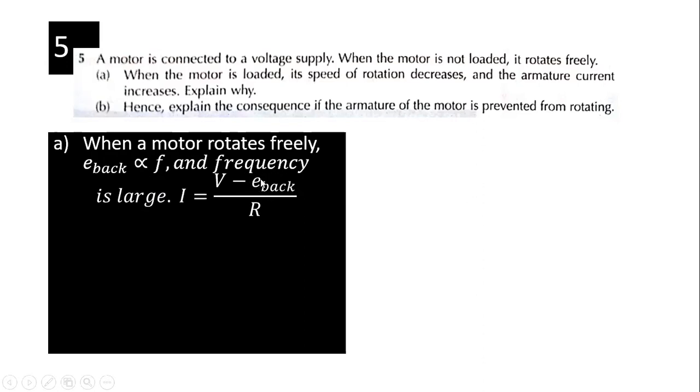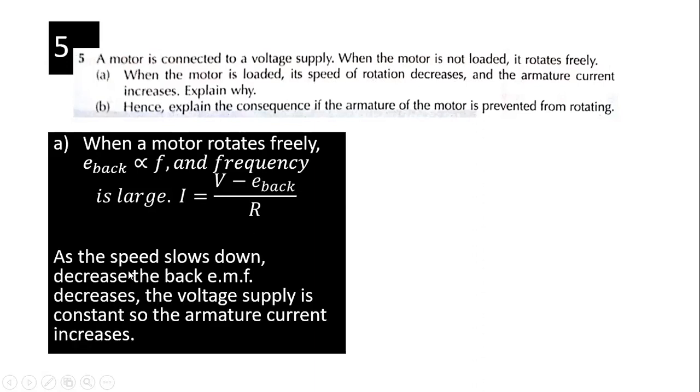So when the frequency decreases, sorry, when the motor is loaded, the speed of rotation decreases and the armature current increases. Why? With large frequency, the back EMF is large. That is the case initially for high frequency. But now the speed slows down. Remember, when the speed slows down, the back EMF will decrease.